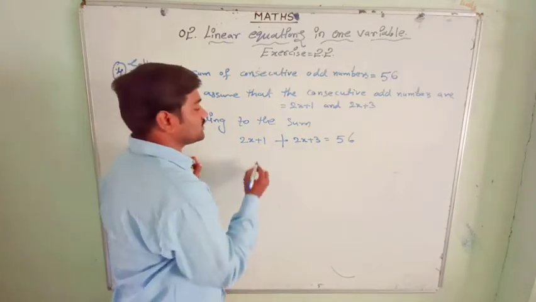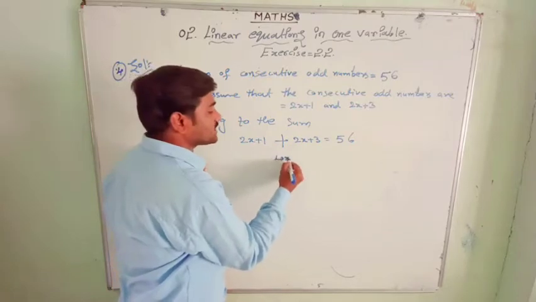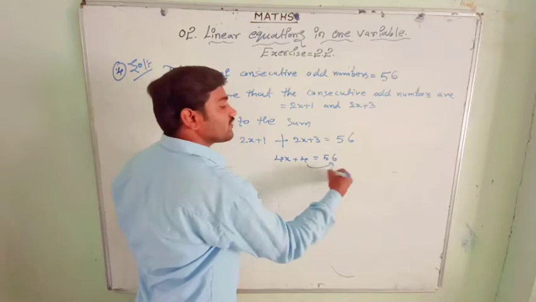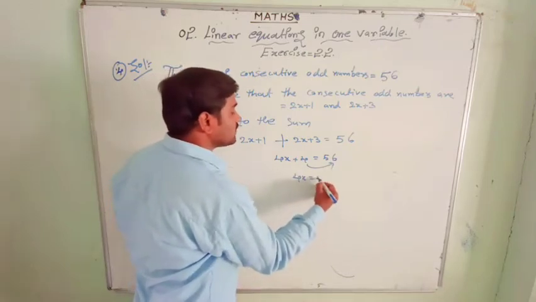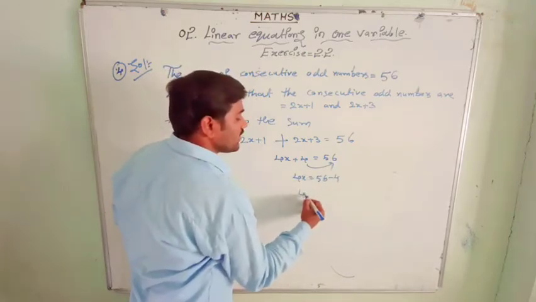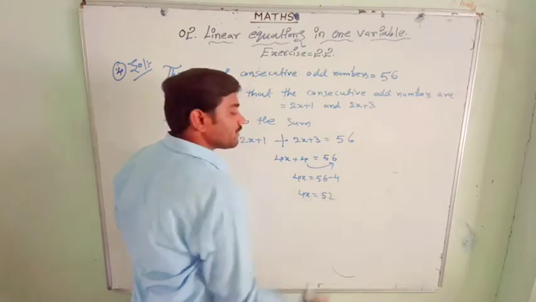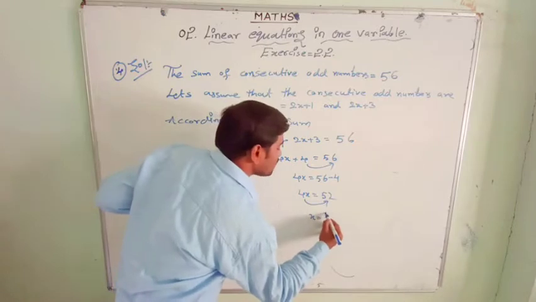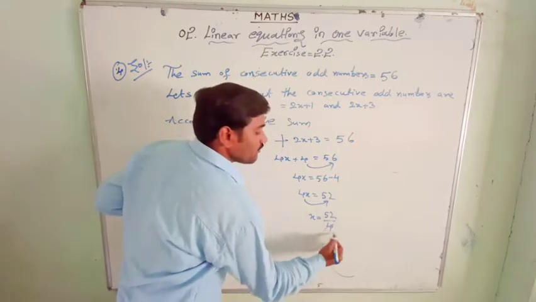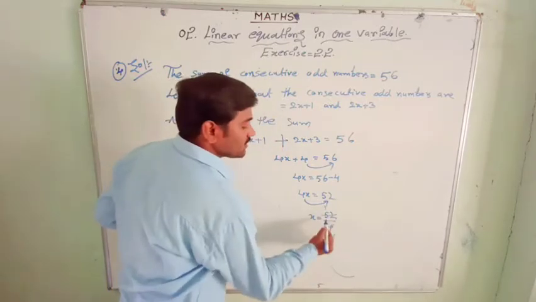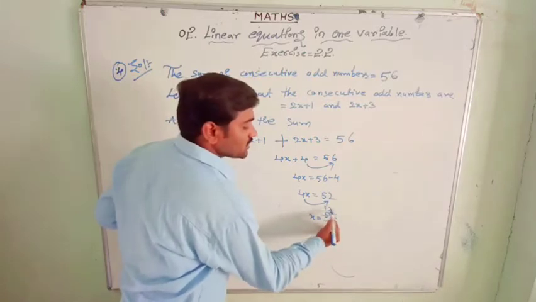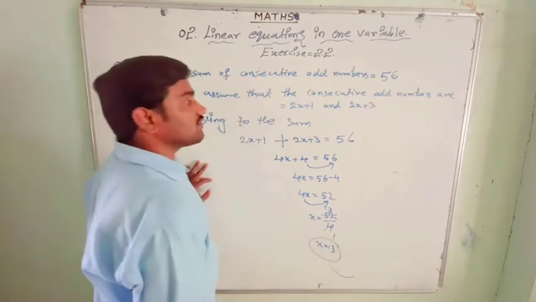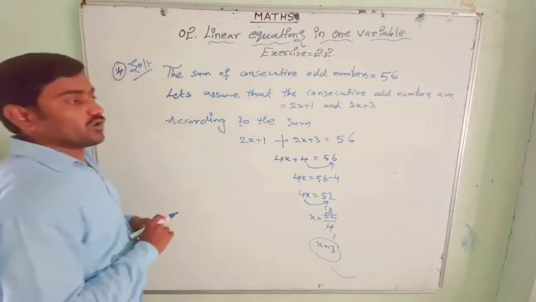Let us find out the x value here. 2x plus 2x, that is 4x, plus 1 plus 3 is 4, equal to 56. This 4 we transfer to this side, then 4x equal to 56 minus 4, which is 52. The 4 we transfer to this side, x equal to 52 by 4. 4 ones are 4, 4 ones are 4, 1 is left, so 4 3s are 12, x equal to 13.